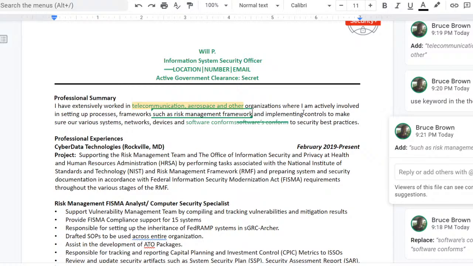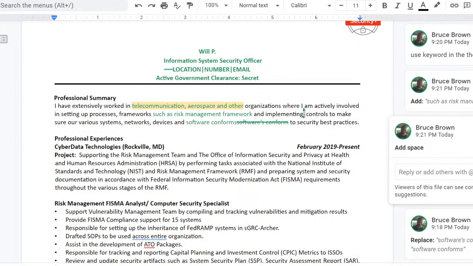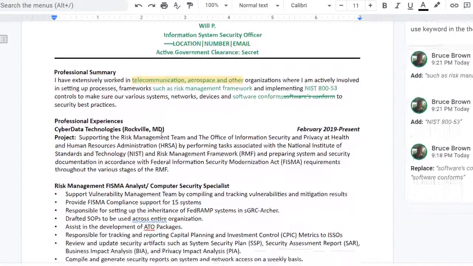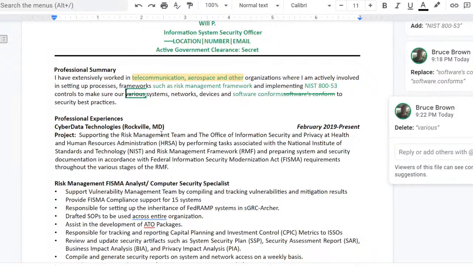and implementing, let's say the type of control, NIST 800-53. You see what I'm doing here? I'm putting as many keywords as possible in here. It's not illegal, but it should be, because this dude's about to get hella jobs from these little tricks. And implementing NIST 800-53 controls to make sure our various systems, and I would say our critical systems, networks, and devices.